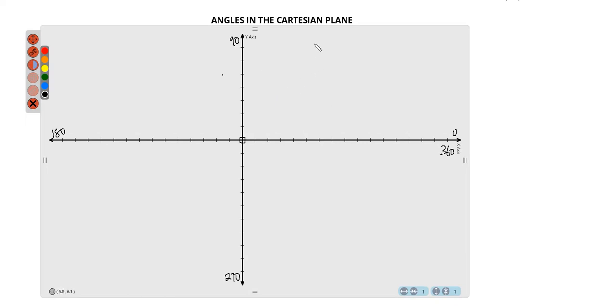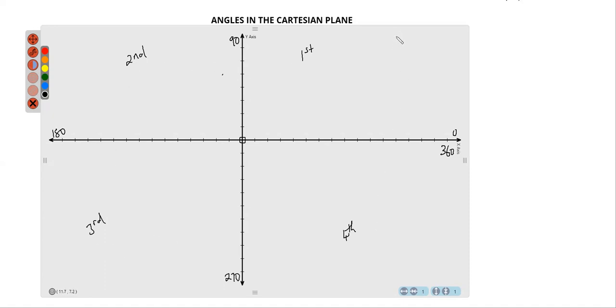Now, when you're looking at this Cartesian plane, from 0 to 90, we call this the first quadrant. And this one is our second quadrant. And this one is our third quadrant. And this one is our fourth quadrant. So we've got first, second, third, and fourth.